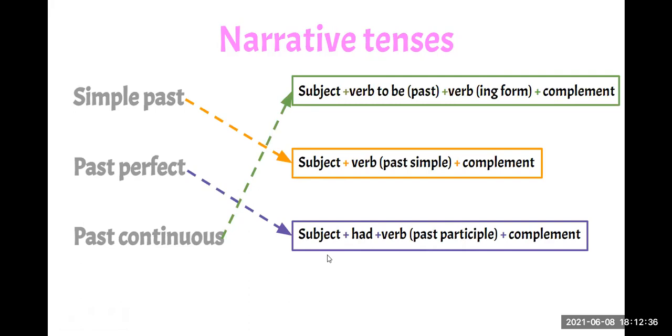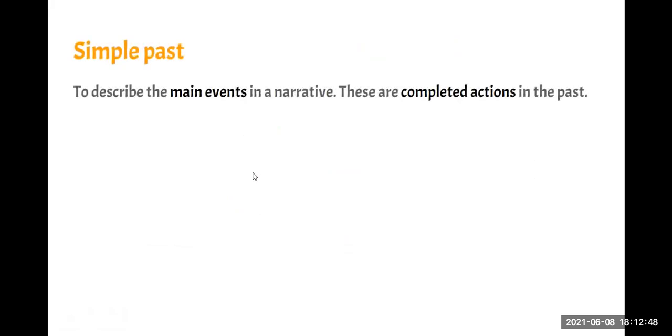Now we are going to see when to use each one of them, in which situations we can use them. Pay attention. We are going to start with the simple past. We use the simple past to describe the main events in a narrative. These are completed actions in the past. So we use the simple past to talk about the important events in a story.